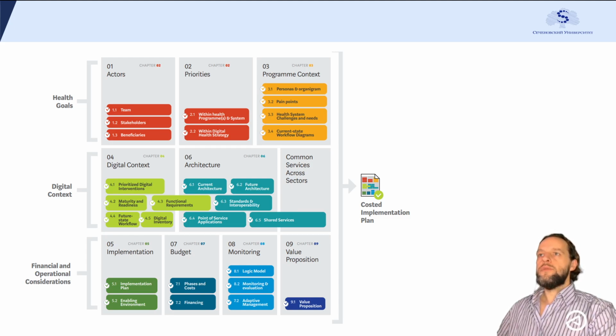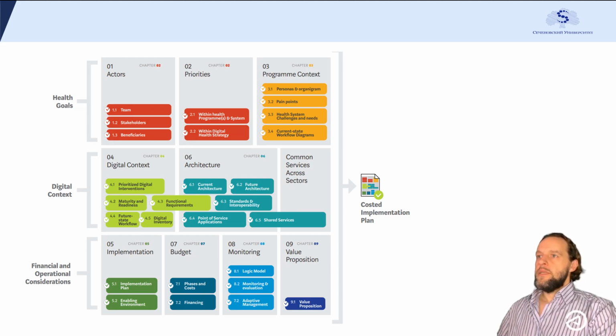In the second chapter, we need to name our priorities, and commonly it will be covering increase of health level, decrease in some kinds of diseases, and maybe savings in costs for the healthcare system in general. Next, there will be program context, pain points, health system challenges, current state workflows, and others. Next will be digital context.